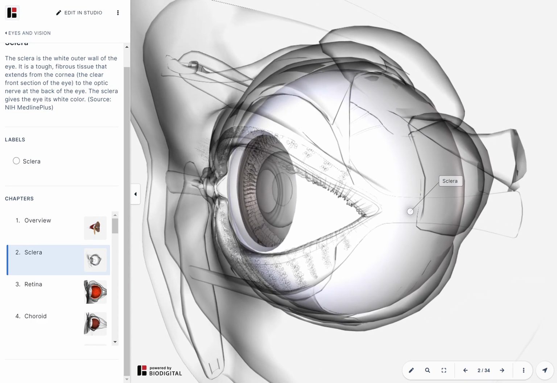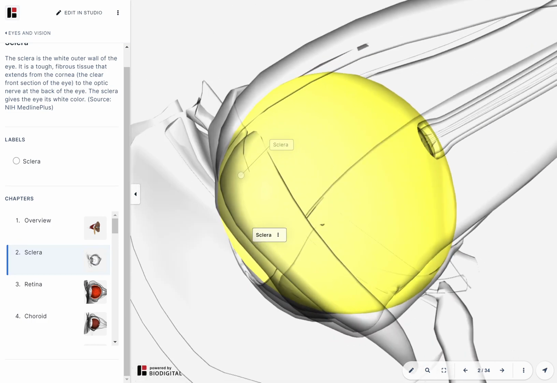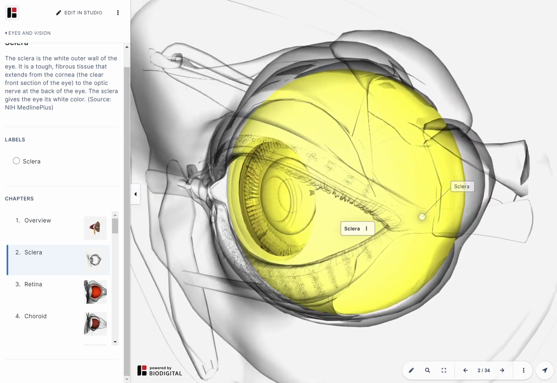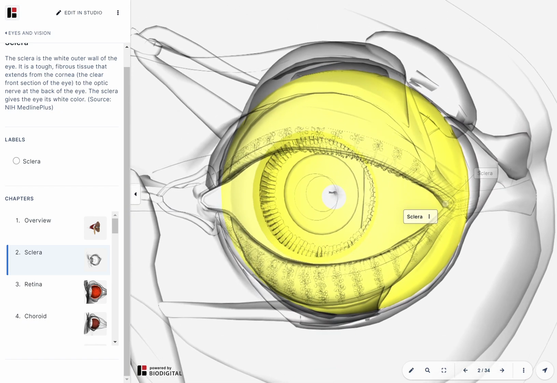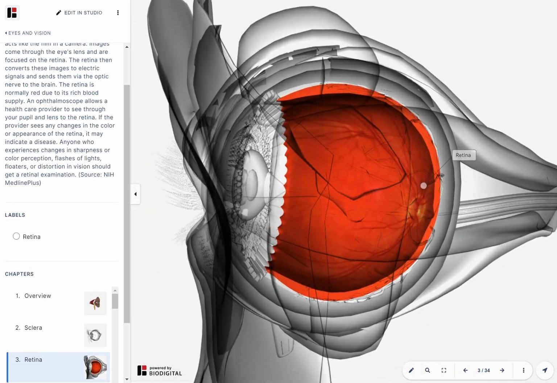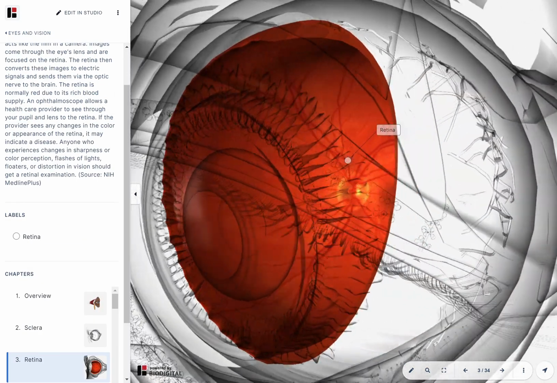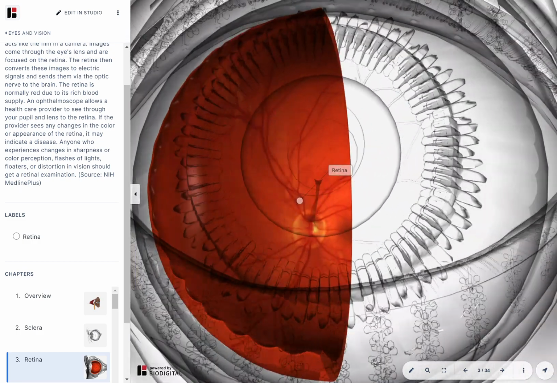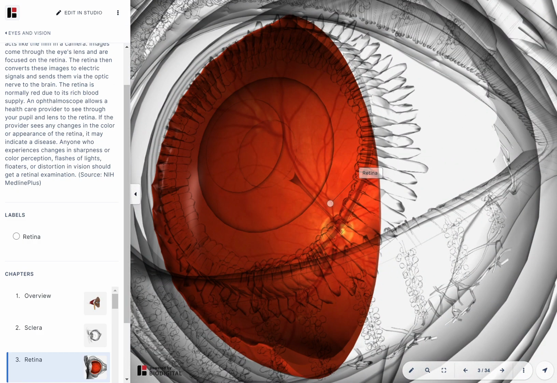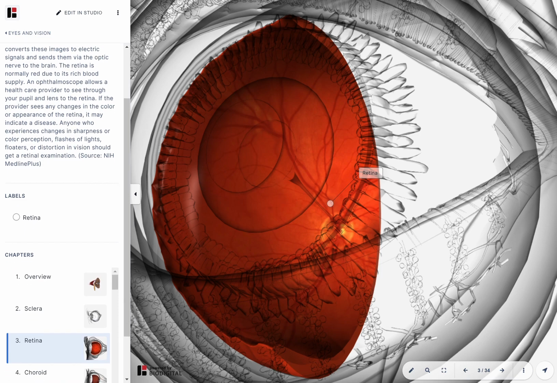So starting off, the sclera. The sclera is this tough white coat around the eye. It gives structural integrity and support for the eye. Moving on, you have the retina. The retina is the light sensitive part of the eye, and it helps in reception of the outside light and converting it to an electrical impulse and sending it to the brain for it to be analyzed.